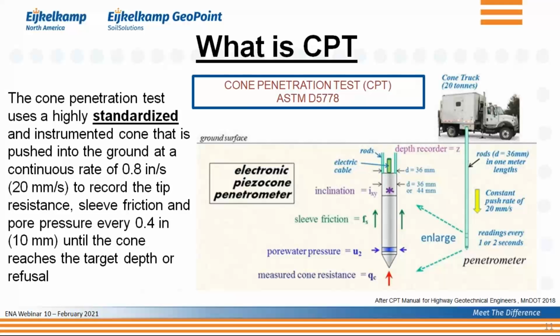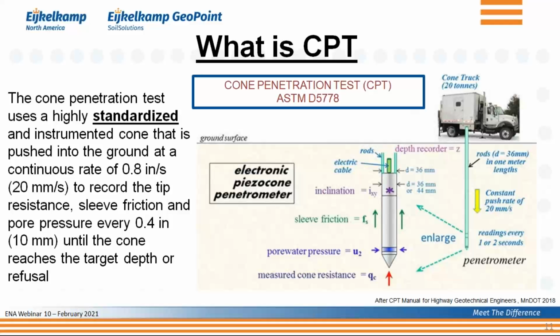Let's first quickly talk about CPT, because Seismic CPT is nothing more than an extension of CPT. In CPT, we push a cone in the ground, as you can see here on the right-hand side of your screen. Whether we use a rig or a crawler or a standalone pusher, it doesn't make any difference. You push a cone into the ground at a standardized speed of 0.8 inches per second or 2 centimeters per second. And that cone that you see enlarged measures the tip resistance, the pore water pressure, and the sleeve friction.